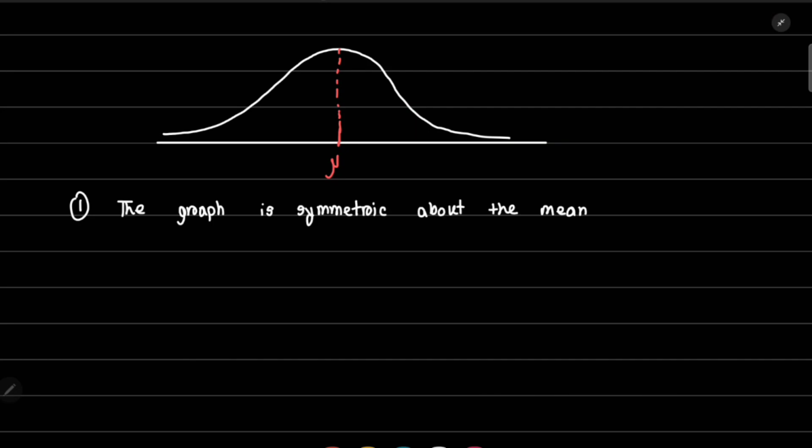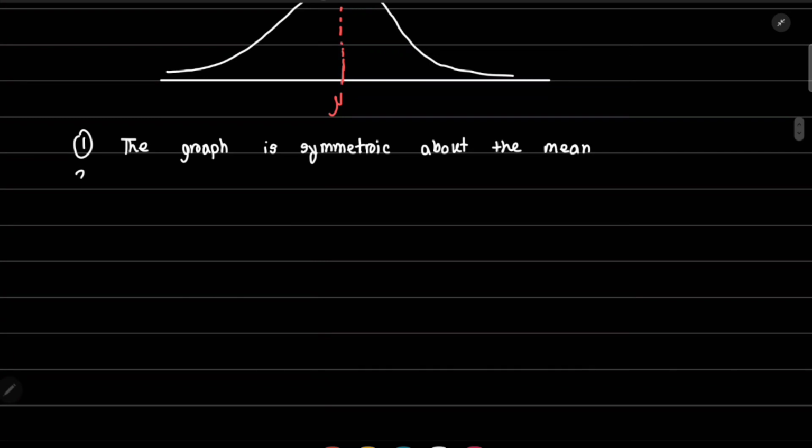And as it is symmetric, it does not have any skew. We know that if there is no skew, the mean, median and mode will be equal. So that is the second property of a normal distribution, where the mean, the median and the mode are the same value. So all three forms of finding an average have the same value in a normal distribution.